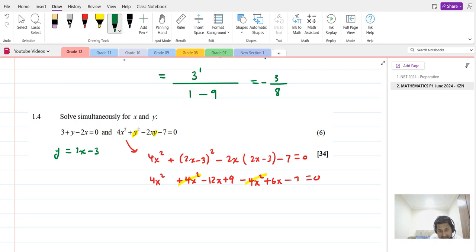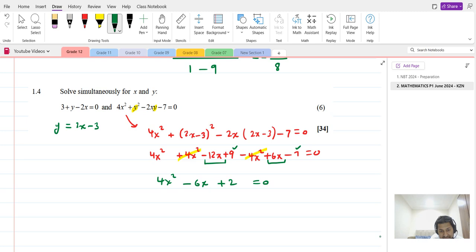And we can see some like terms, 1, 2, and that one, and that one. So what we have is 4x squared, minus 12x plus 6x is minus 6x, plus 9 minus 7 is plus 2, which is equal to 0. Now simplifying this, we're getting 2x squared minus 3x plus 1 is equal to 0.